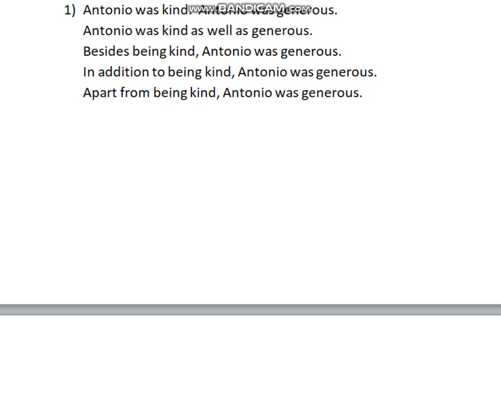One thing that you need to remember here is do not use not only but also in synthesis, as the instruction clearly says without using and, but, or so. Some of you use not only but also in synthesis of sentences. Not only was Antonio kind but also generous. You cannot use it at all.